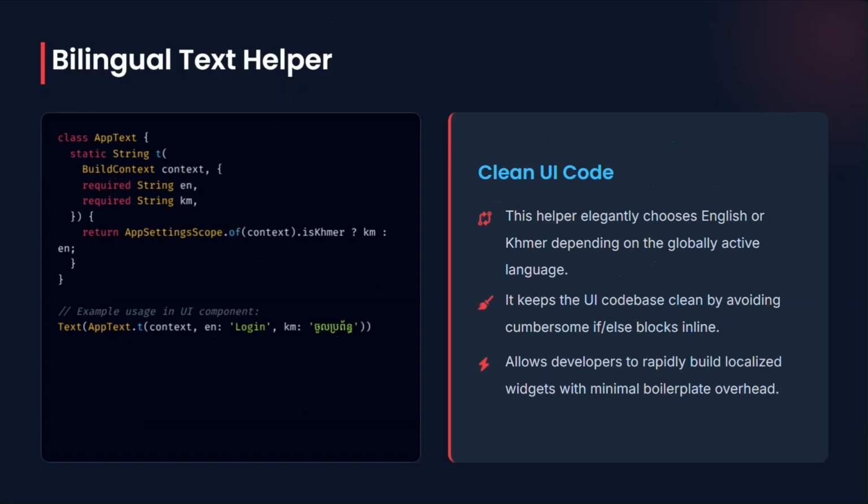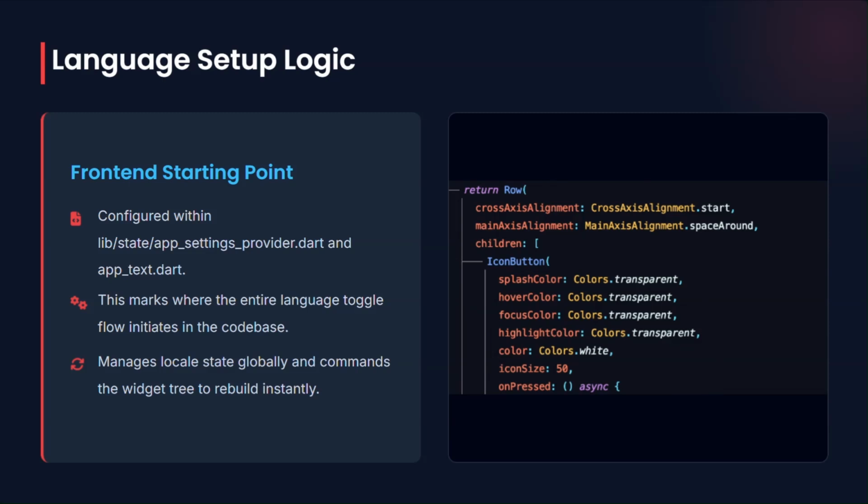Bilingual text wrapper. This wrapper is responsible for displaying localized text in the user interface. It checks the current application language and automatically returns either the English or Khmer text. This approach keeps the UI code simple and avoids repeating language selection logic in other parts of the application.